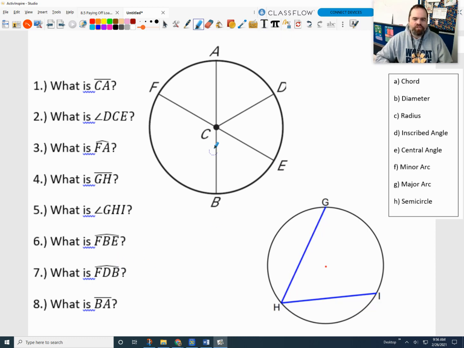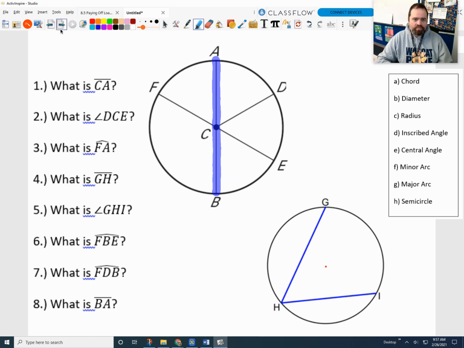Number 6, what is arc F? Whoops, let's try that again. What is arc FBE? The order of the letters shows you the order you should be walking around the circle. Number 7, what is arc FDB? And then the last one, what is segment BA? Okay, that's the end of the vocabulary.